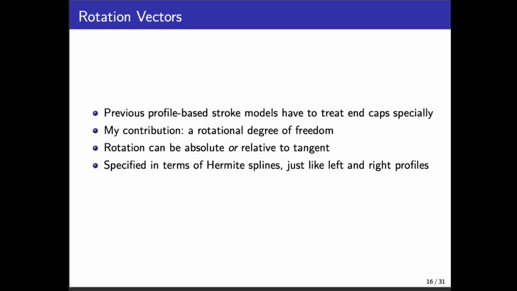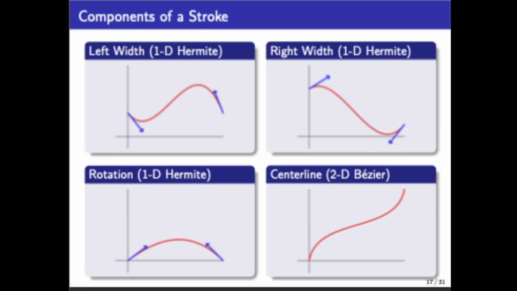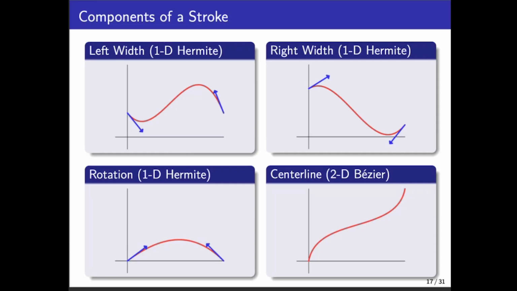So my contribution here is adding a rotational degree of freedom, and we'll see what I mean here. So here are the components of the stroke. Don't let these terms about Hermite splines and Bezier splines concern you, it doesn't matter, but here you've got your center line, so you're drawing along this path. Now, the left width and the right width tell you at any given point, well, it's this thick on the left and this thick on the right, and the rotation tells you how the nib, the infinitely thin nib, is kind of oriented. Let's see an example.